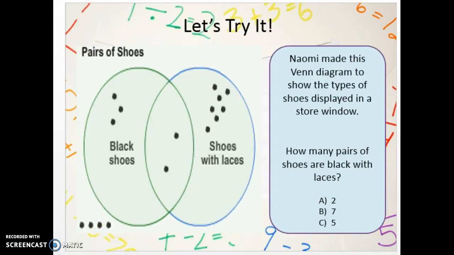Let's try another one. Naomi made this Venn diagram to show the types of shoes displayed in a store window. How many pairs of shoes are black with laces? Please take a moment to answer this question. We can see that there are 2 pairs of shoes that are black with laces because in the overlapping of our circle, we have 2 data values.